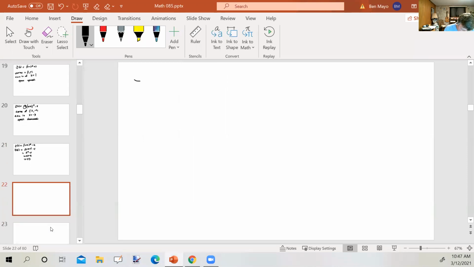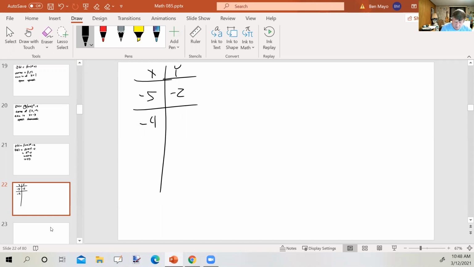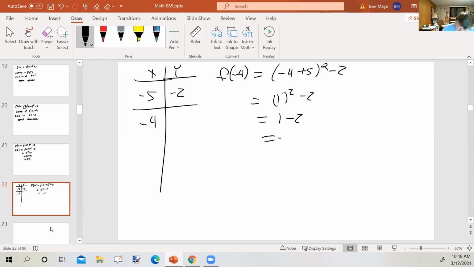The vertex was at -5, -2. A better choice would be a value of x that was right next to the vertex, either to the left or the right. So I'm going to go ahead and use -4. If I put -4 in, f of -4 is -4 plus 5 squared minus 2, which is 1 squared minus 2, which is 1 minus 2, which is -1. So by picking a value of x close to the vertex, I don't get something that's way far away.